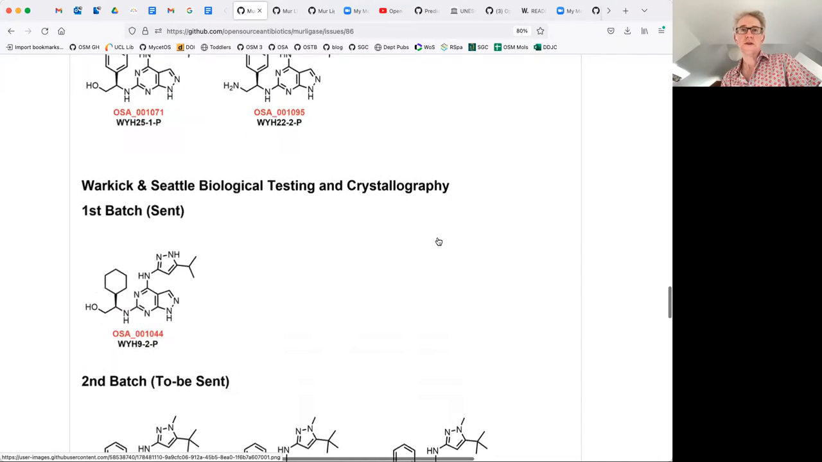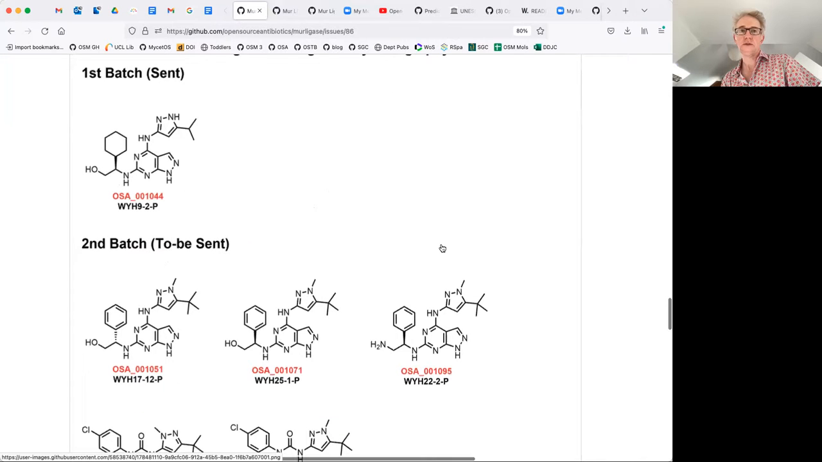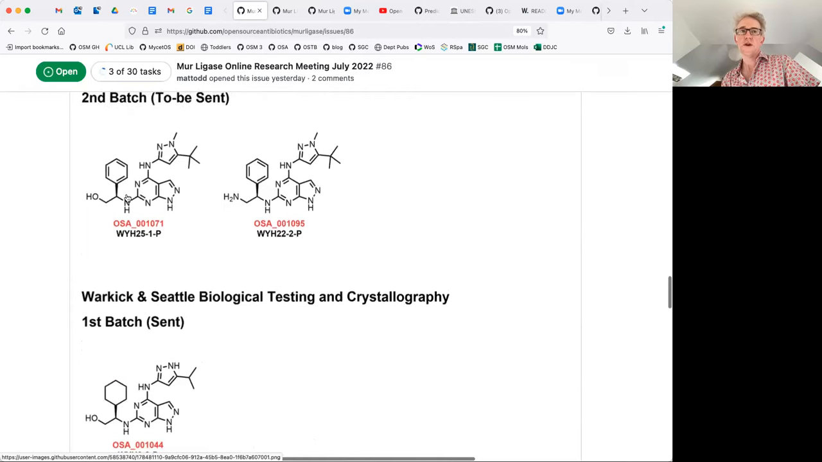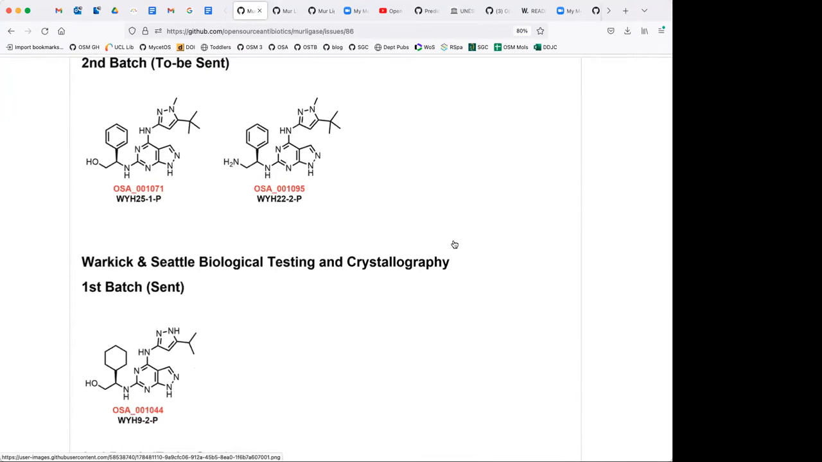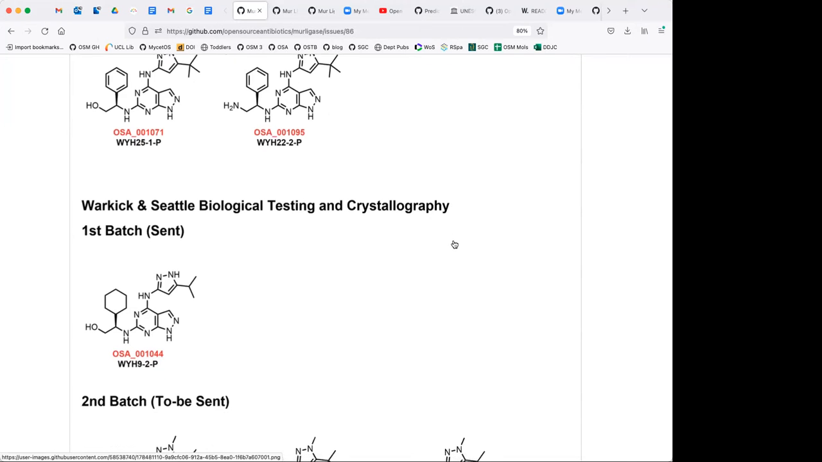And I guess the comparison that we're always wanting with the new amine is with the corresponding other compound, which I believe has been sent to various places. So Yuhang, do we know who has this compound already, and so who can then compare it with the amine? No one has this compound. I'm about to send them. Yes, and also I'm about to send these two compounds to the SSGCID as well. You can see the second part, Warwick and Seattle biological testing and crystallography.